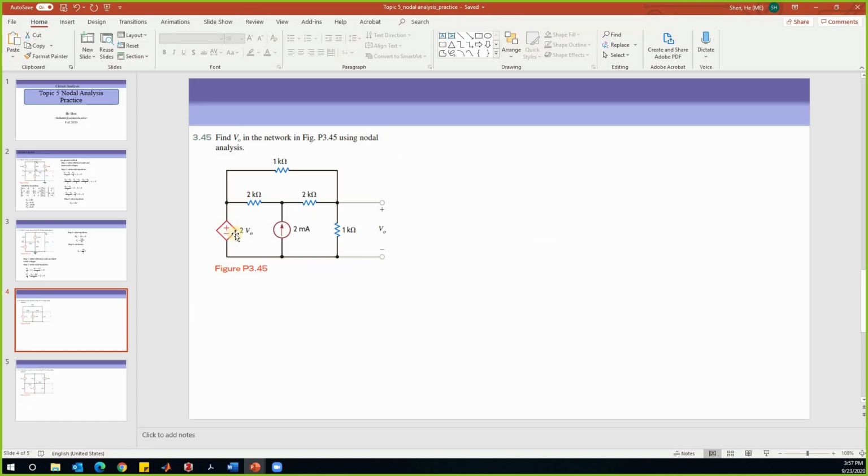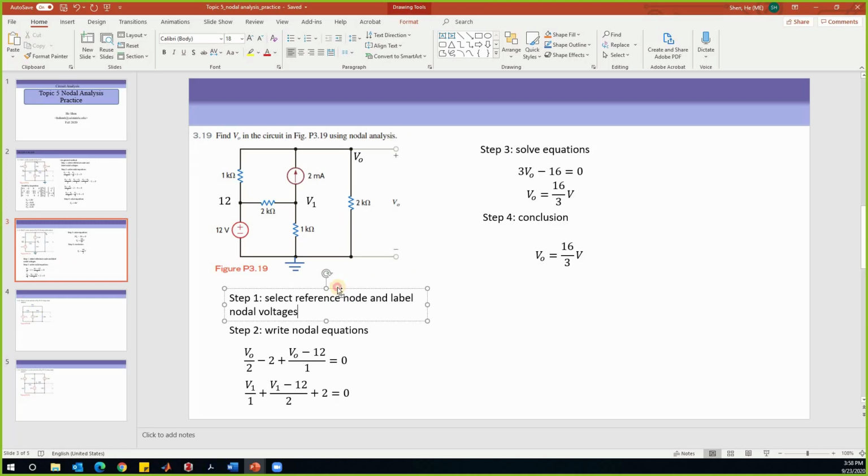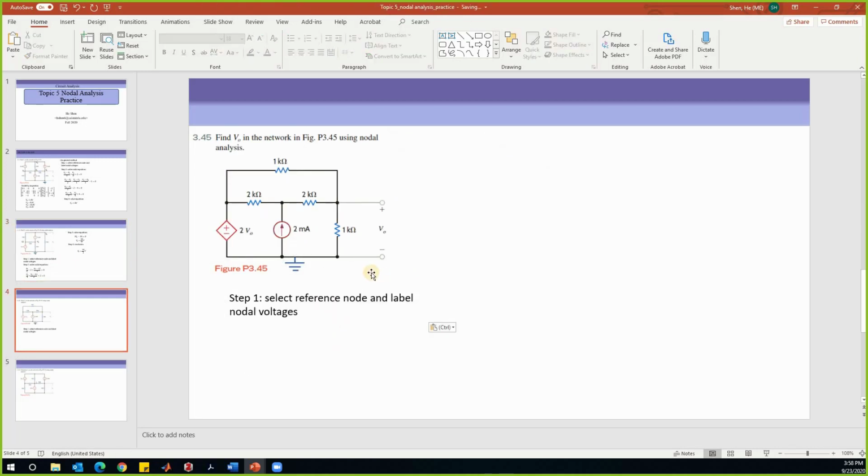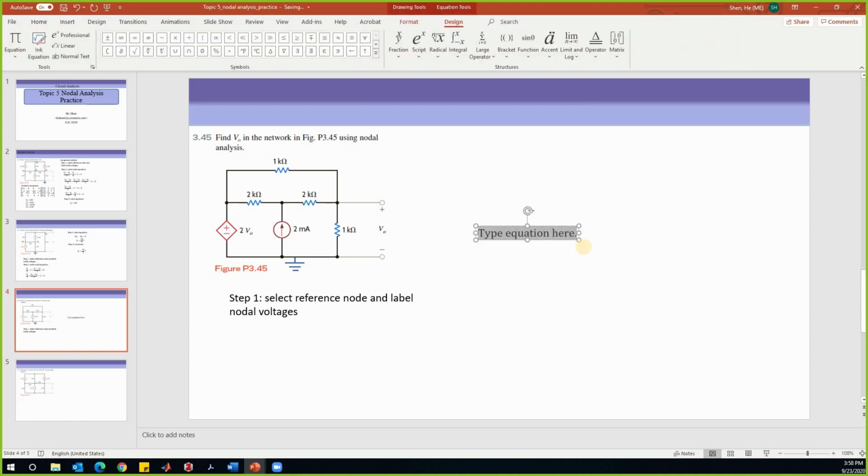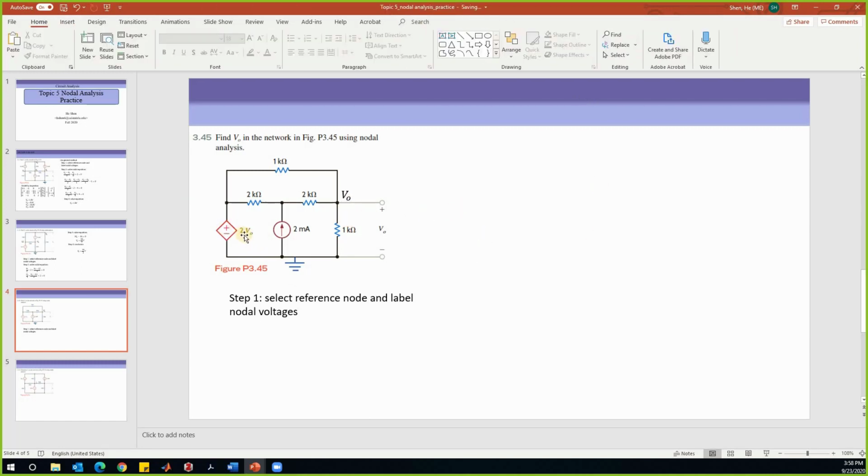Next problem. In this example, we're going to find VO in the network using nodal analysis. VO is over here. This problem is different from all the previous problems because this one has a dependent source. That is the only difference. We're going to do the same thing in the first step: select a reference node and label the nodal voltages. Since we are looking for VO, I'm going to select this node as my reference node. Label the nodal voltages: I have VO here. And for this one, I'm going to make use of what's given in the problem, so it's 2VO. So this node has a nodal voltage of 2VO. And this node is not labeled yet, so we're going to label it as V1.